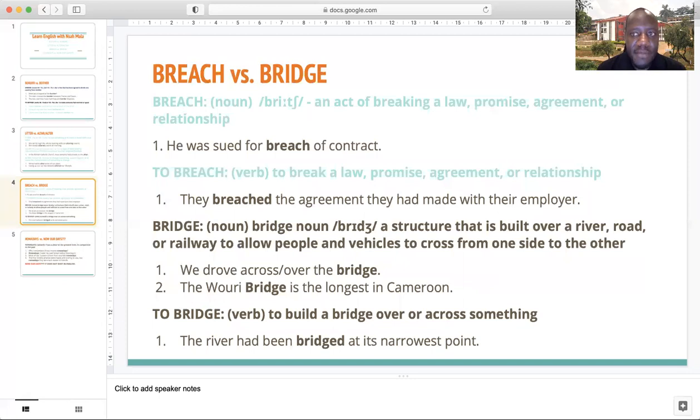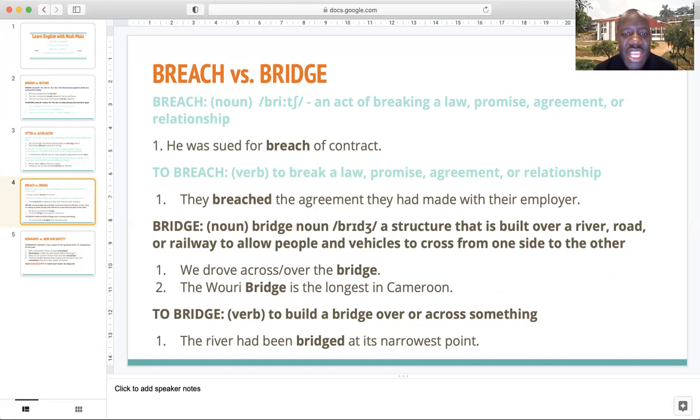Then we have the verb form, to breach, which means to break a law, a promise, an agreement, or a relationship. For instance, they breached the agreement they had met with their employer.